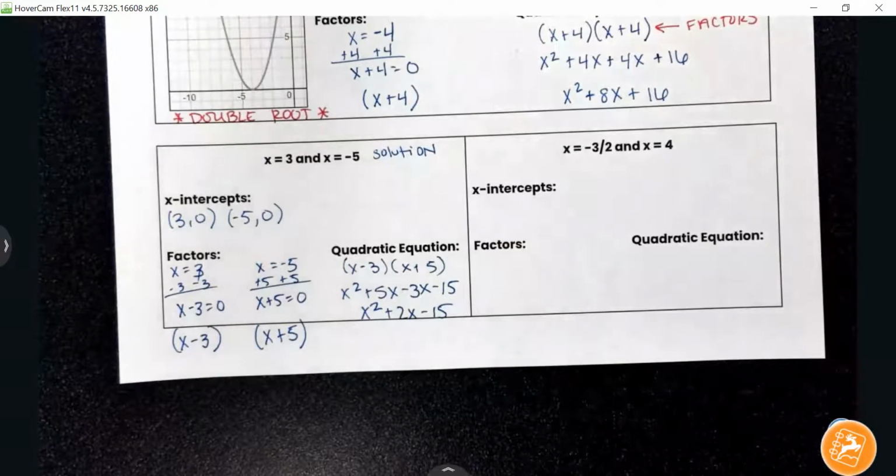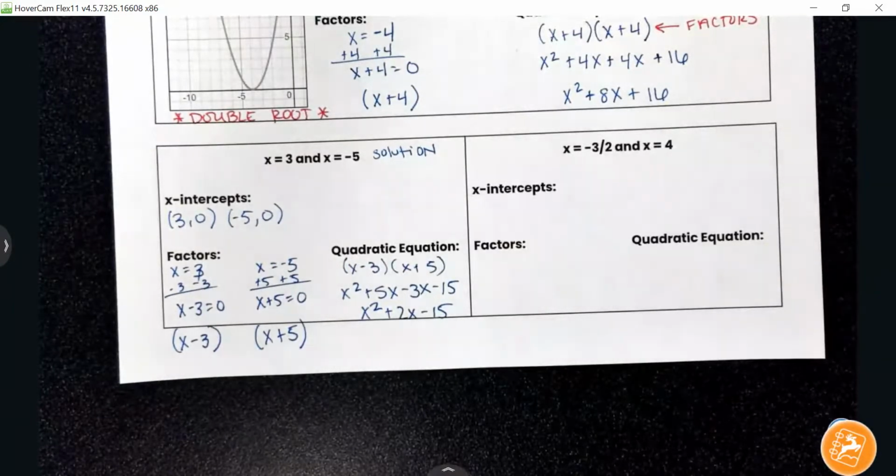The second one looks a little tricky. What's different about it? It's a fraction one. So don't do the fraction one right now. Do the one that's not a fraction first while we wait for some others to catch up. Write your x-intercept. Find your factor of the one that's not a fraction.